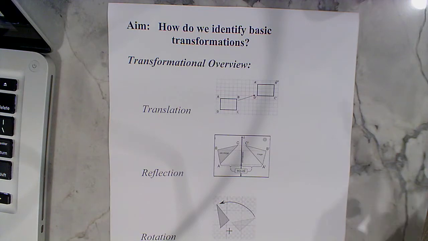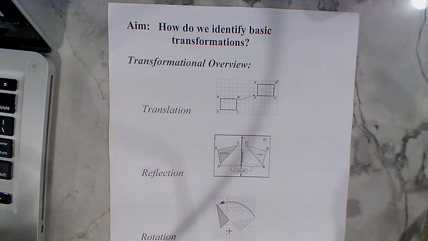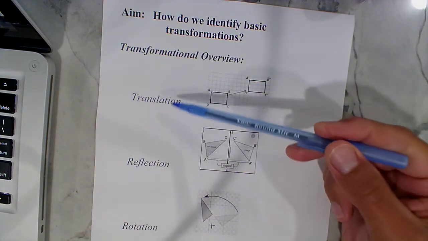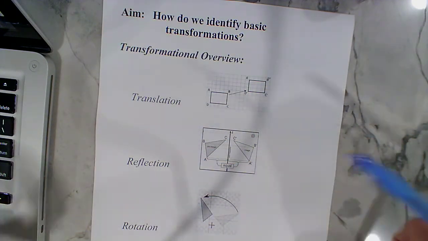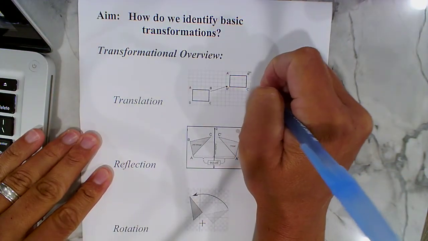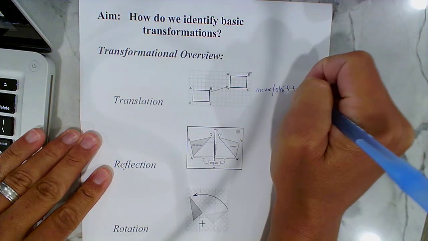And before we get into the details of it, I want to do a big overview to make sure that we're on the same page and to try and make you remember it. So the four main words were translation, reflection, rotation, and dilation. A translation is a move or a shift or a slide.